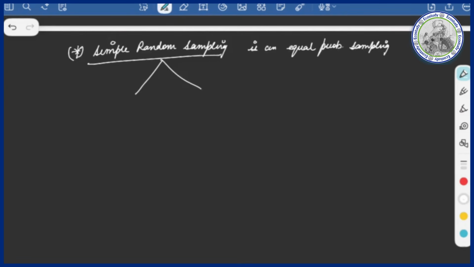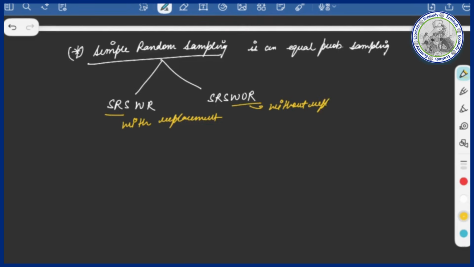And there are two types of SRS, that is SRSWR and SRSWOR. What does it mean? It means simple random sampling with replacement and simple random sampling without replacement. I will define both these terms here.